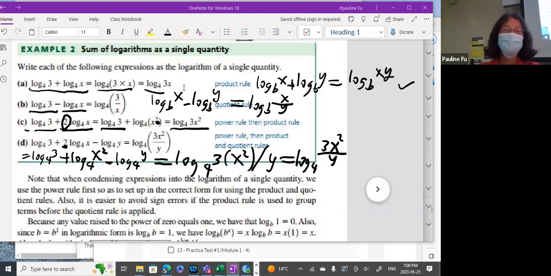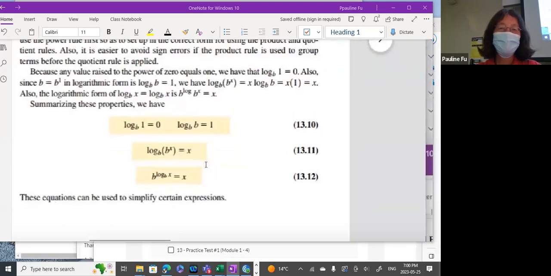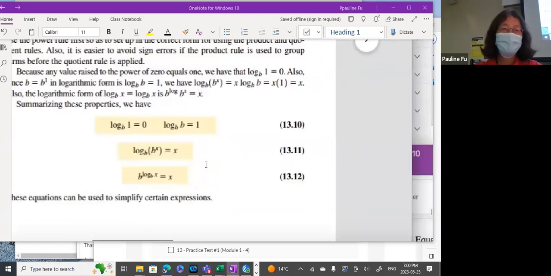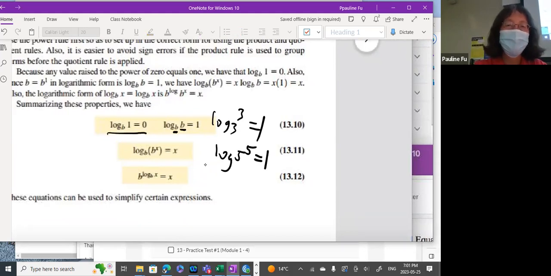Okay, before break, we did some simplification for logarithmic functions. Now let's move over. There are some properties of the logarithm function. If you have base b, log b of b equals 1. So log 3 of 3 is 1, and log 5 of 5 is 1. And then log b of 1 equals 0.